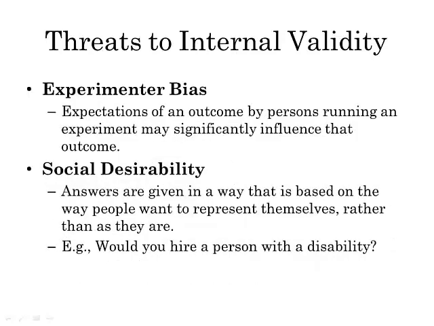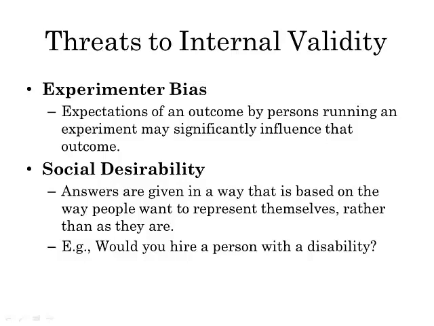Experimenter bias is another potential issue. The idea here is that expectations of an outcome by persons running an experiment may significantly influence the outcome. So again, here this is the human factor coming into play. If you are an experimenter and you have expectations about how the results will look when it's over, then your bias may actually affect the results. Either consciously or subconsciously, you may do things differently. You may ask questions differently, or look at the data in such a way that your bias actually affects the outcome.